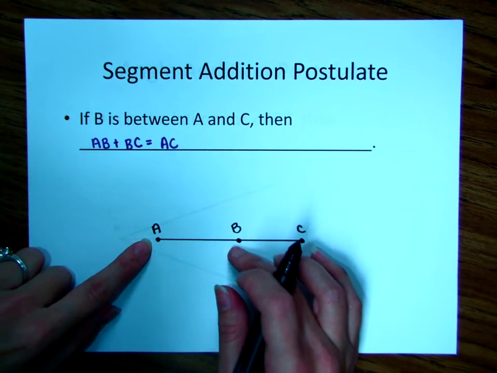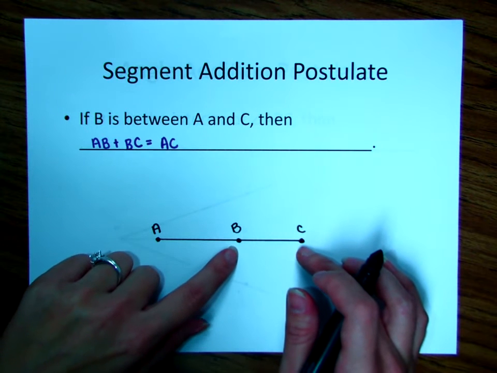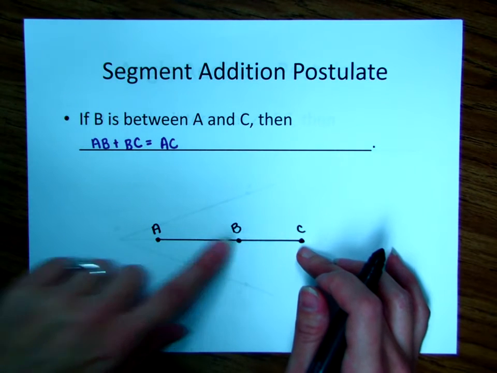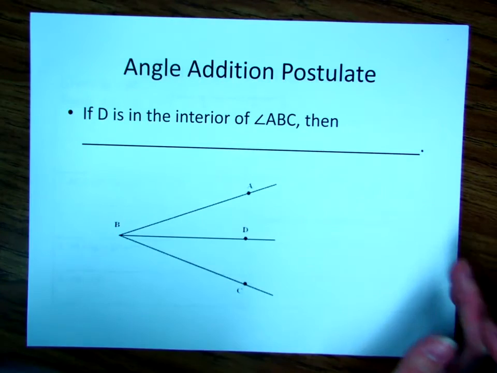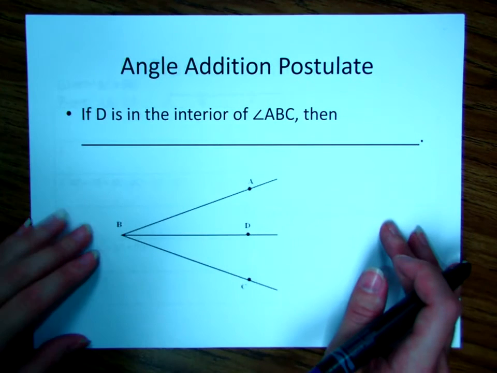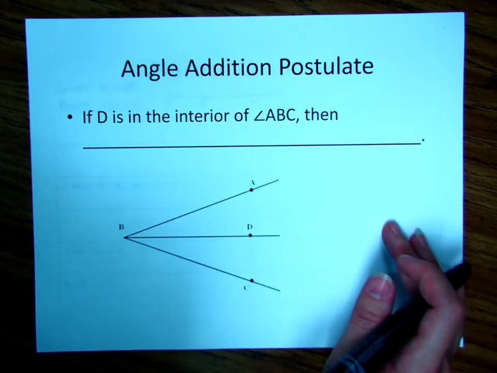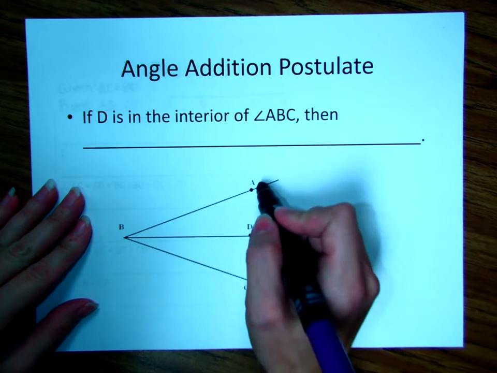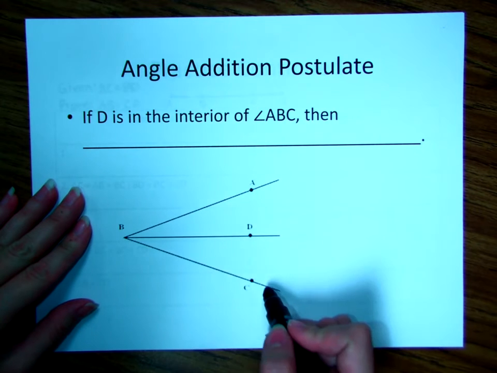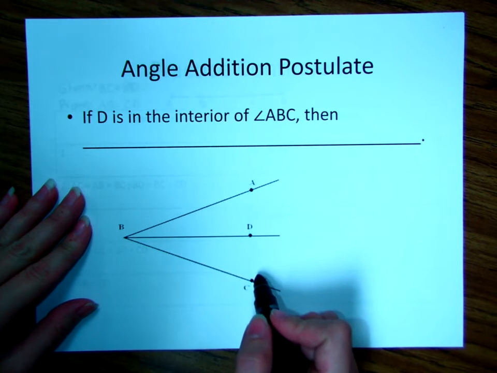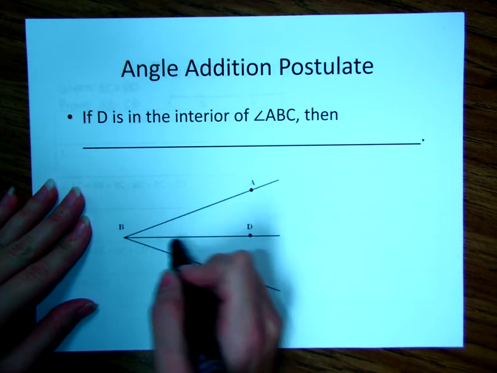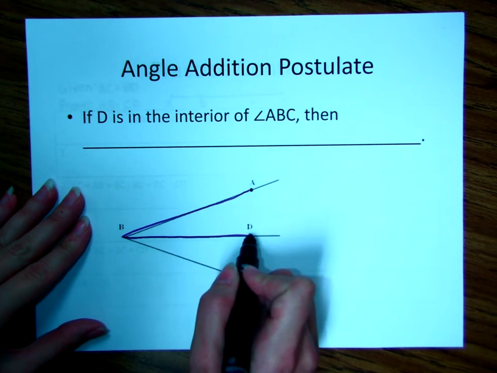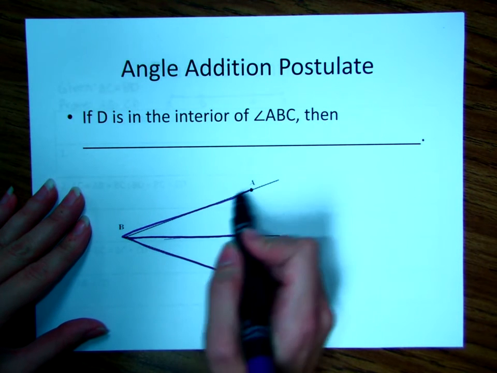You can add the two segments together that share the common B to get the larger one, meaning that B has to be between A and C. We can compare that to the angle addition postulate. The angle addition postulate states that if D is in the interior of angle ABC, D's in the middle of it, then notice here we can say that this angle right here, I'm going to trace it, this angle added to this angle makes the very large angle.